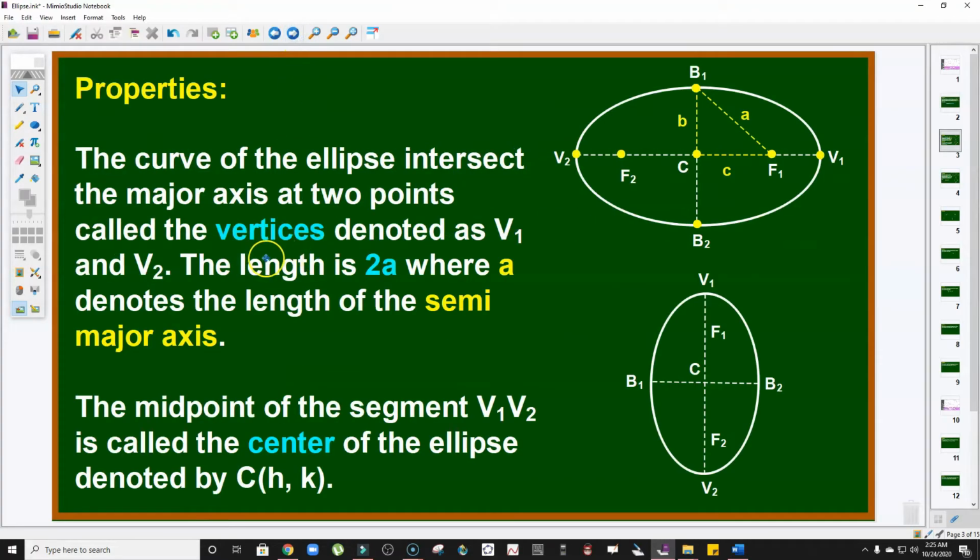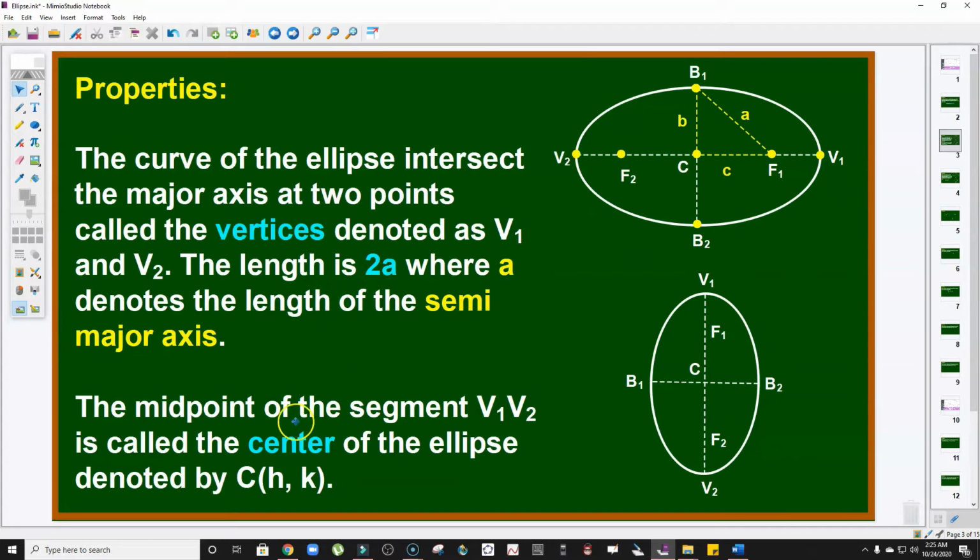Now, here are some of the properties of the ellipse that are useful. The curve of the ellipse intersects the major axis at two points called the vertices, denoted as b sub 1, b sub 2. This is the ellipse, and this is the horizontal major axis. Sometimes, we're going to encounter an ellipse with a vertical major axis. We're going to differentiate that later. Once again, these b sub 1, b sub 2 are the vertices. The length of b sub 1, b sub 2 is 2a, while the length of the semi-major axis is a.